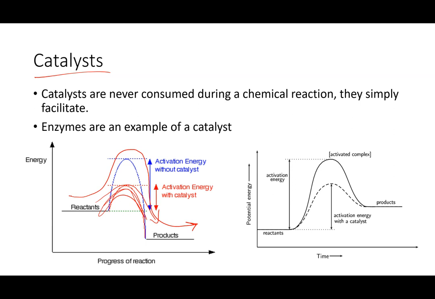Enzymes are a good example of a catalyst. Enzymes in our gut facilitate the digestion of food, whereas if we didn't have these enzymes, then it would take a lot longer for our food to digest. Okay, and this works for when reactants are higher in energy than products, and the reverse, where reactants are lower in energy than the products. Either way, if we're going this way, it reduces the activation energy.